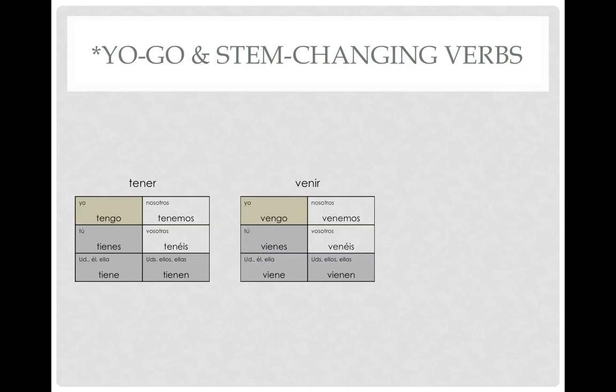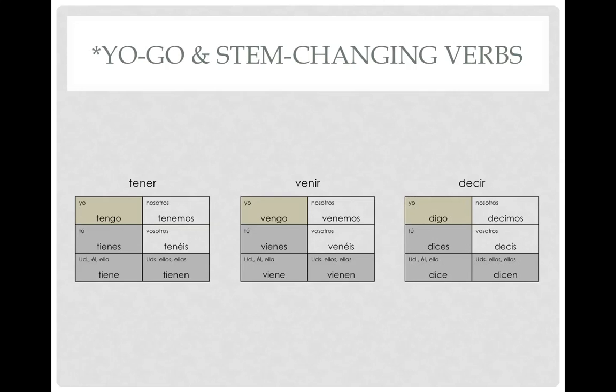Let's look at another. Venir is also a yo-go and stem changing verb. The yo form is vengo. And then we have vienes, viene, venimos, venís, and vienen. The last one you have that fits into both of these categories is decir. The yo form is digo, then dices, dice, decimos, decís, and dicen. So again, we have that boot shape to accommodate the stem changing verb, but it's also a yo-go, so the yo form is different.